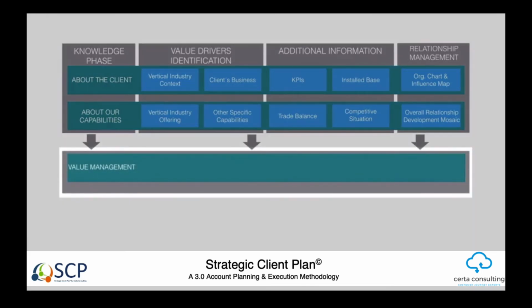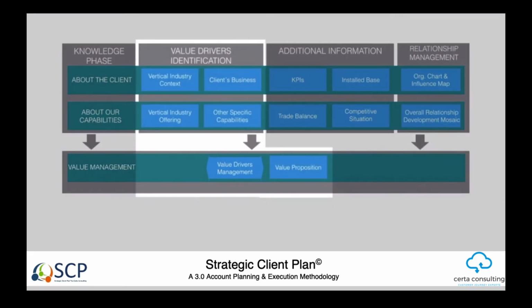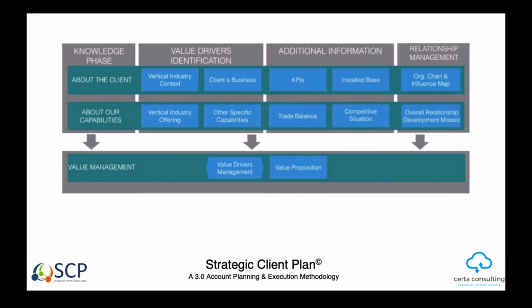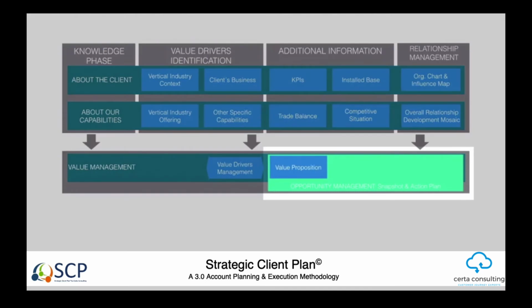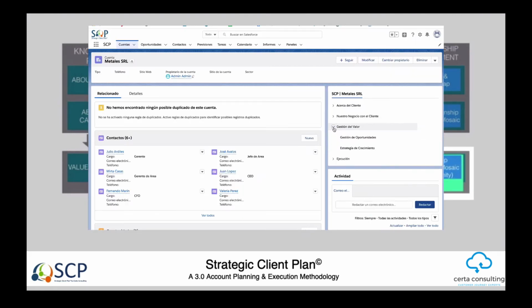The identification of the value drivers serves two purposes. First, to transform our technical offers into a concrete value proposition for the client by means of matching the opportunities we are working on with both the client's business problems addressed by our solution and our specific credentials. SCP provides a complete opportunity management process including two additional tools: the client's decision criteria matrix and the relationship development mosaic, in this case for each specific opportunity.